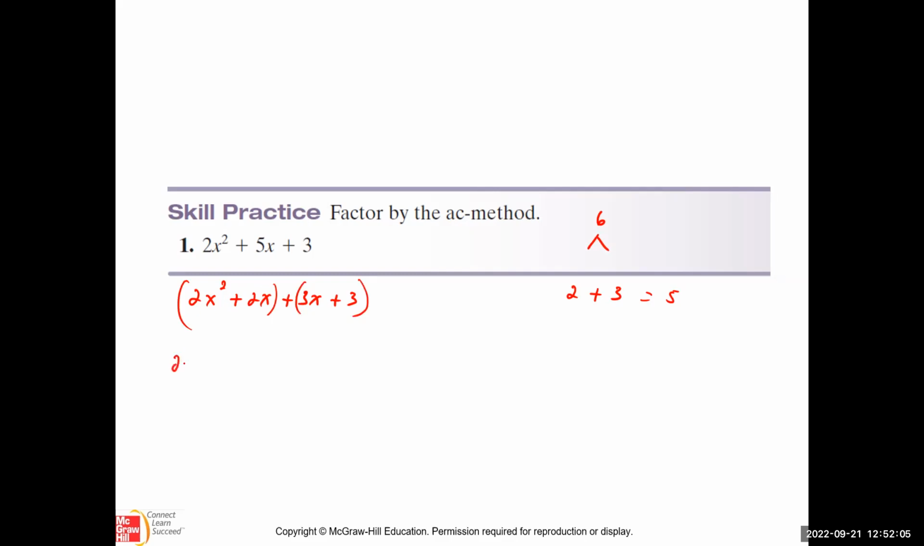2x squared and 2x, I can factor out a 2x, which is going to leave me x plus 1. 3x plus 3, I can factor out a 3, which is going to leave me x plus 1. And then I'm going to put those together, right? So it's going to be 2x plus 3, and then x plus 1.